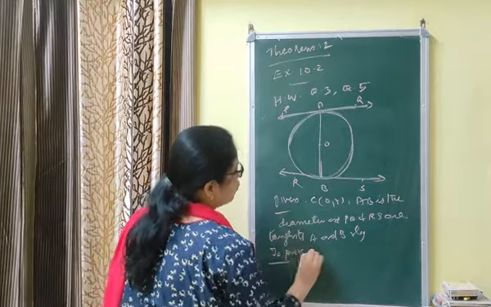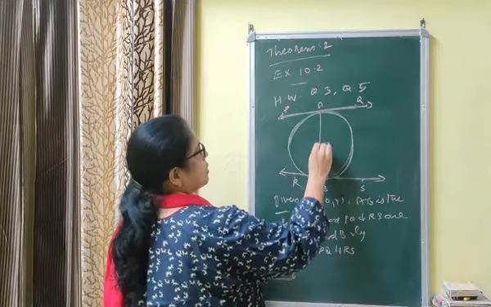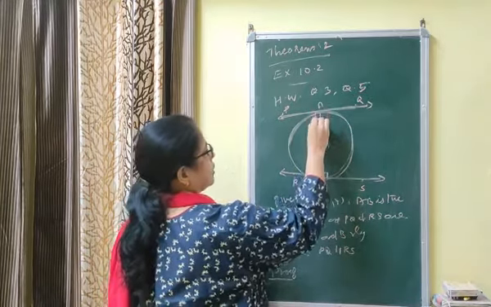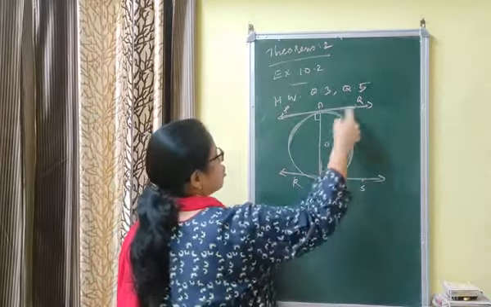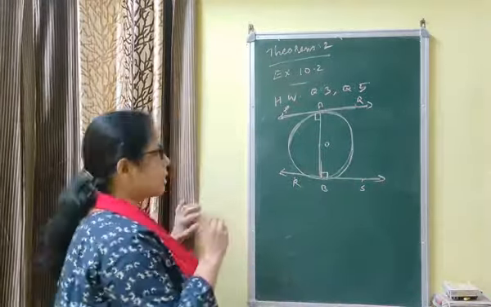Now proof. How can we prove it? Since OB is the radius and RS is the tangent, this angle is 90 degrees. Similarly, since OA is the radius and PQ is the tangent, this is again 90 degrees. That means the pair of alternate interior angles are equal. By considering AB as the transversal, since the pair of angles are equal, the lines are parallel.